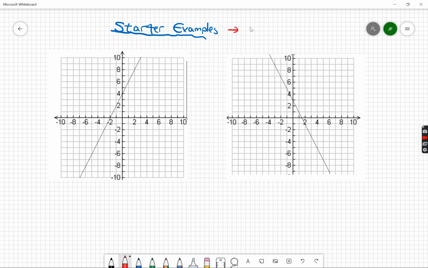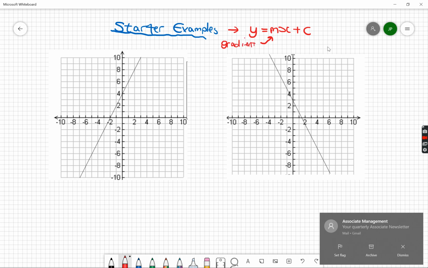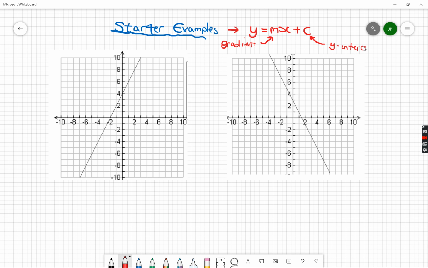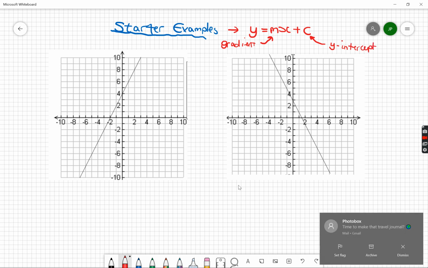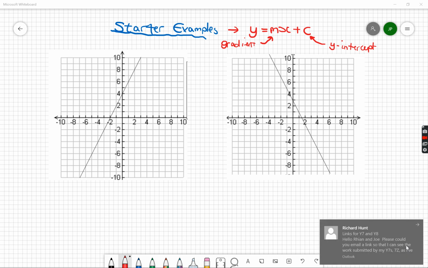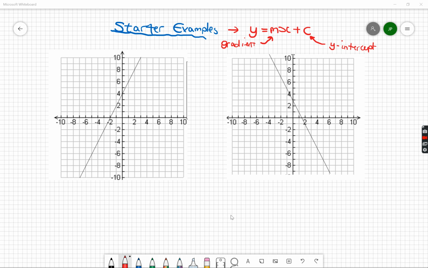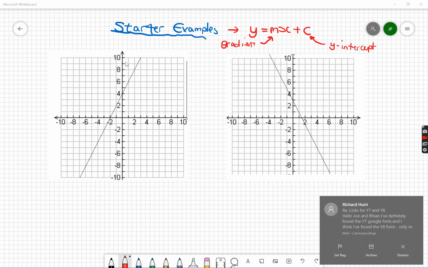Now be aware from last week that all of these equations are in the form of y equals mx plus c, where m is always our gradient and c is always our y-intercept. So that means all we need to do is make sure we follow those two steps, find the two parts and put them in.